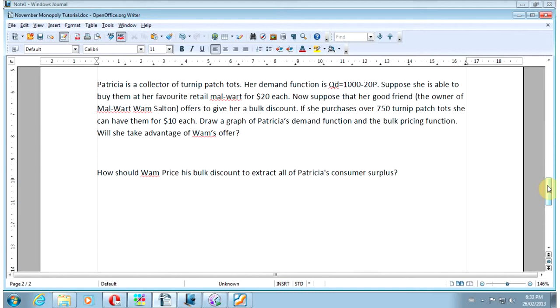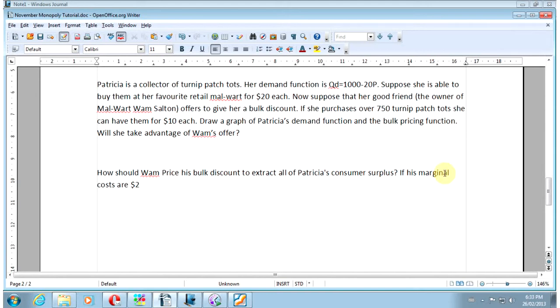Draw a graph of Patricia's demand function and the bulk pricing function. Will she take advantage of Wham's offer? And then a follow-up question is, how should Wham price his bulk discount to extract all of Patricia's consumer surplus? And I should add on to that if his marginal costs are, let's say, $2.